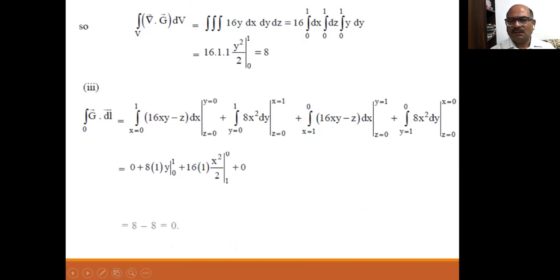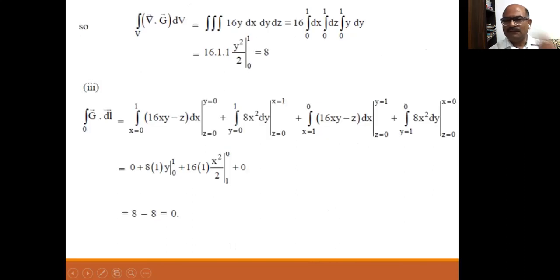Putting all the equations and solving, we find that it is 0. So this way we can easily calculate all the things.